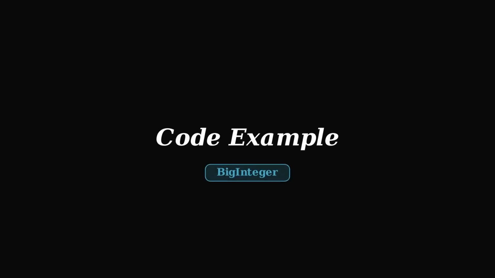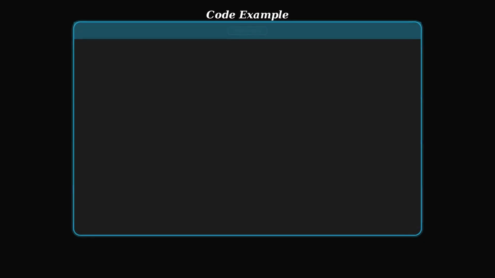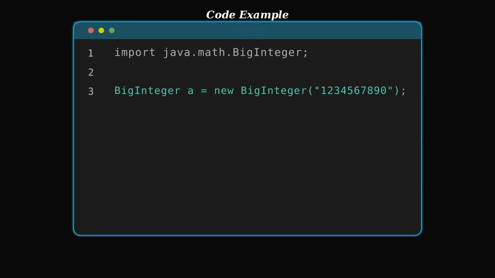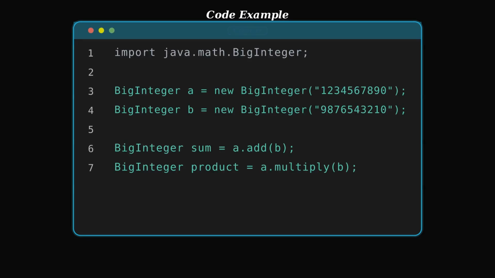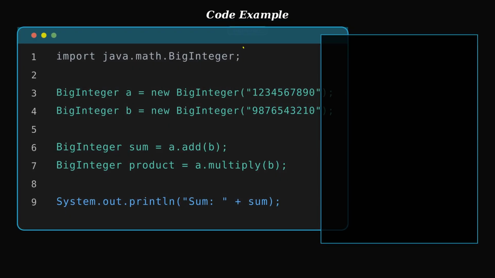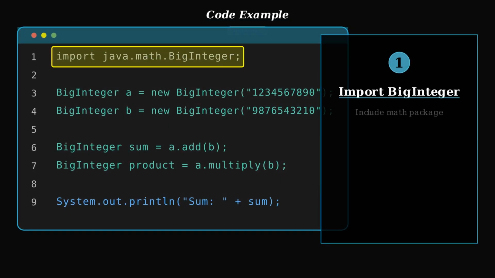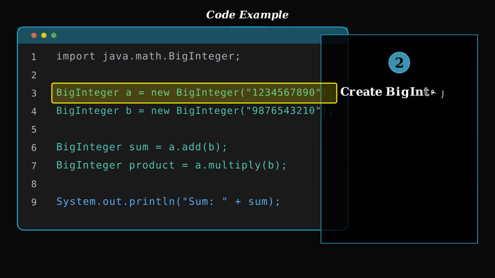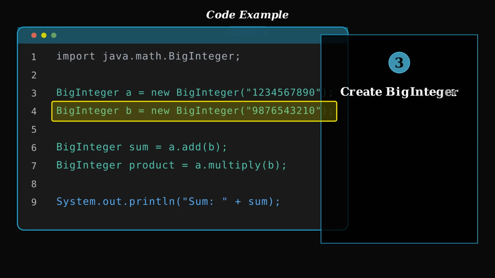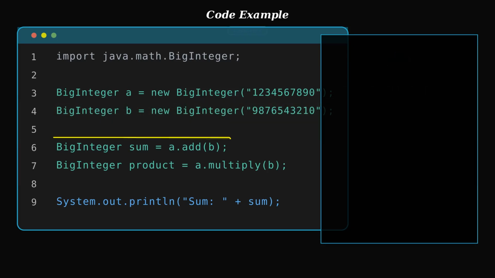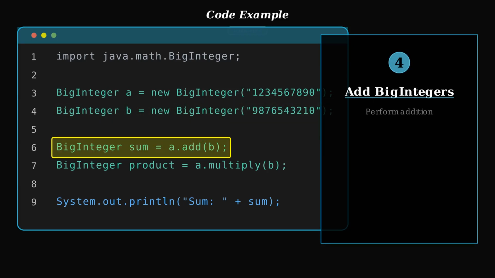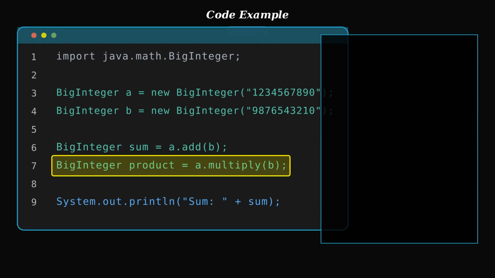Let's see how to implement BigInteger in code. Here is the implementation. Import BigInteger. Include math package. Create BigInteger. Initialize with string. Create BigInteger, another large number. Add BigIntegers. Perform addition. Multiply BigIntegers. Perform multiplication. Now let's see the output of this code.